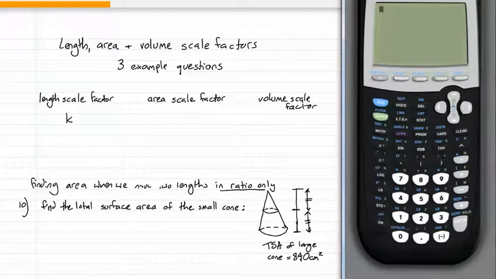Length, area and volume scale factors. Just doing 3 example questions and a reminder.